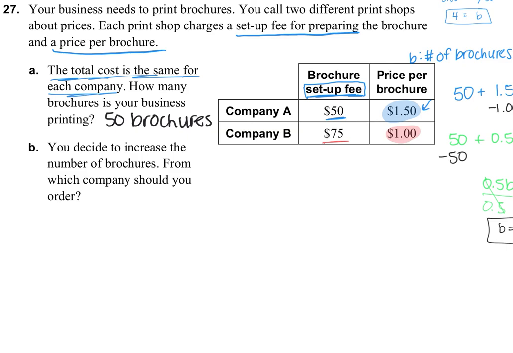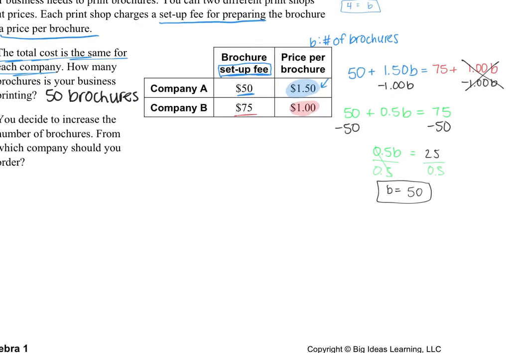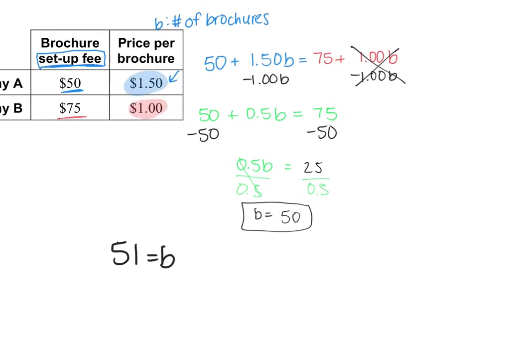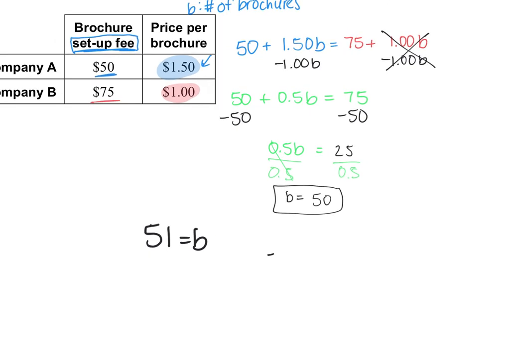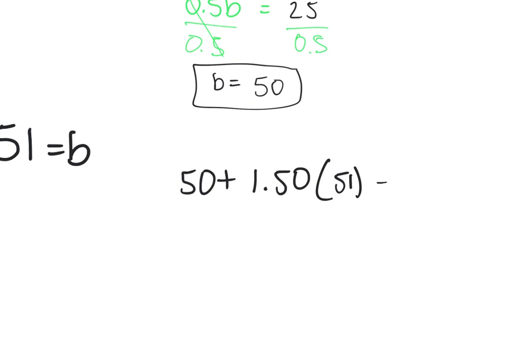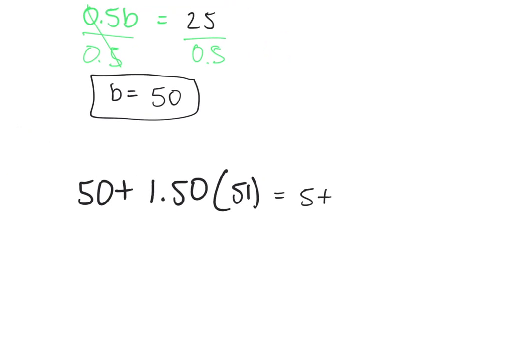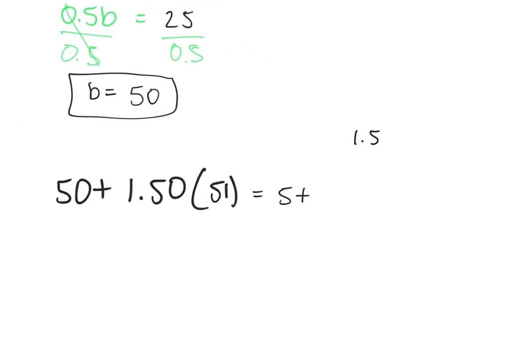You decide to increase the number of brochures. From which company should you order? So let's say you ordered 51 brochures. We want to see which one's going to be bigger, company A or company B. Company A would be 50 plus 1.50 times 51. We're going to plug this in.